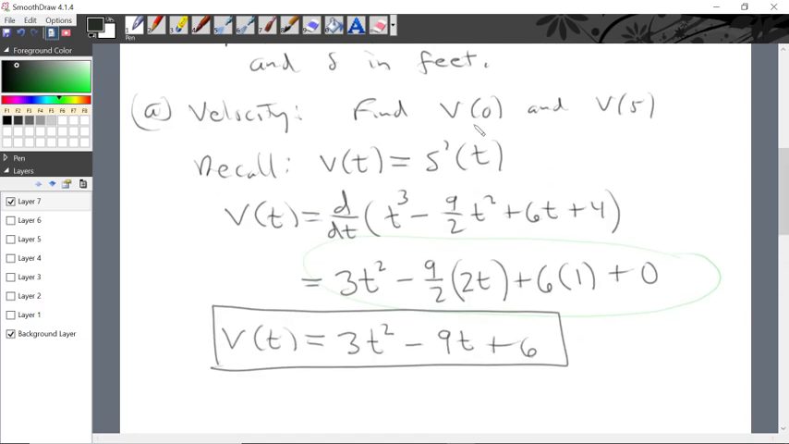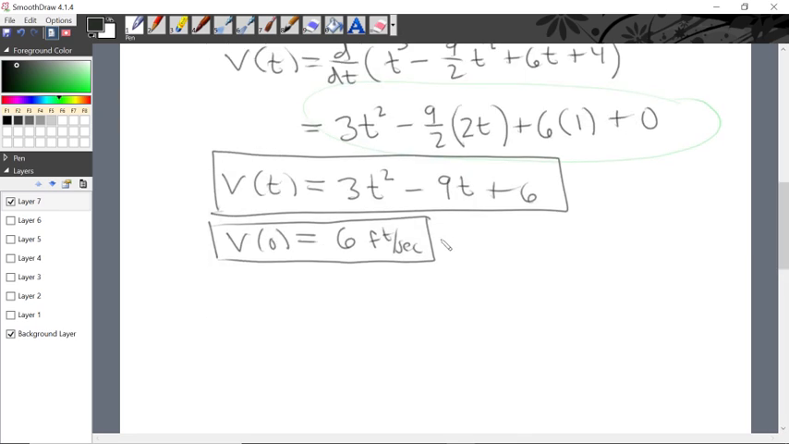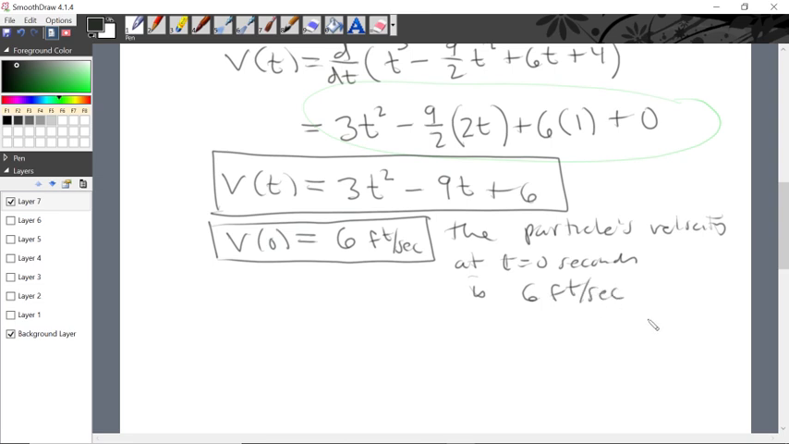Now, what is v of 0? Okay, v of 0 is, well, 6. And that would be measured in feet per second. Okay, interpretation. What's our interpretation of that? The particle's velocity at t equals 0 seconds is positive 6 feet per second.